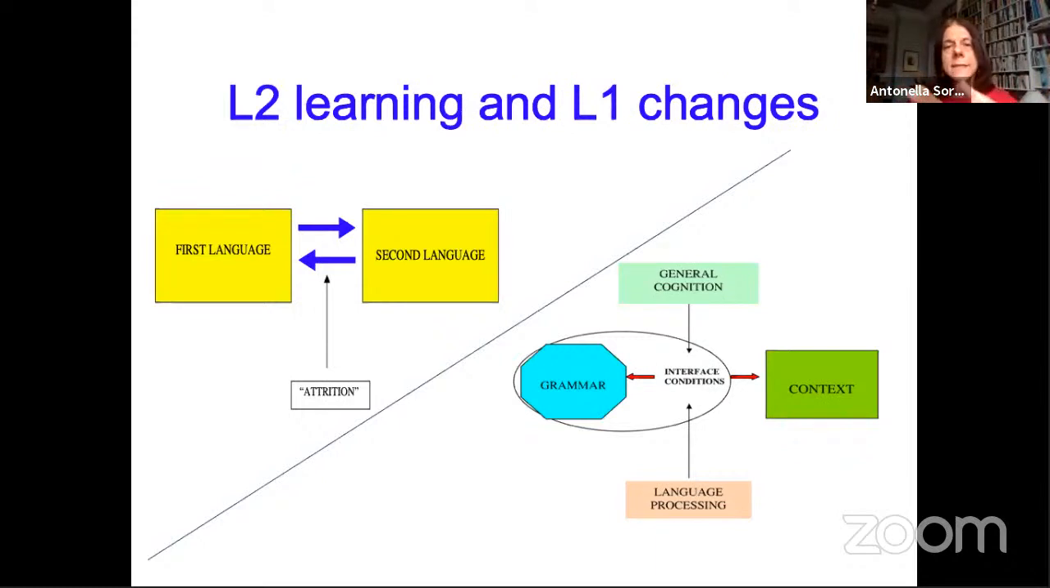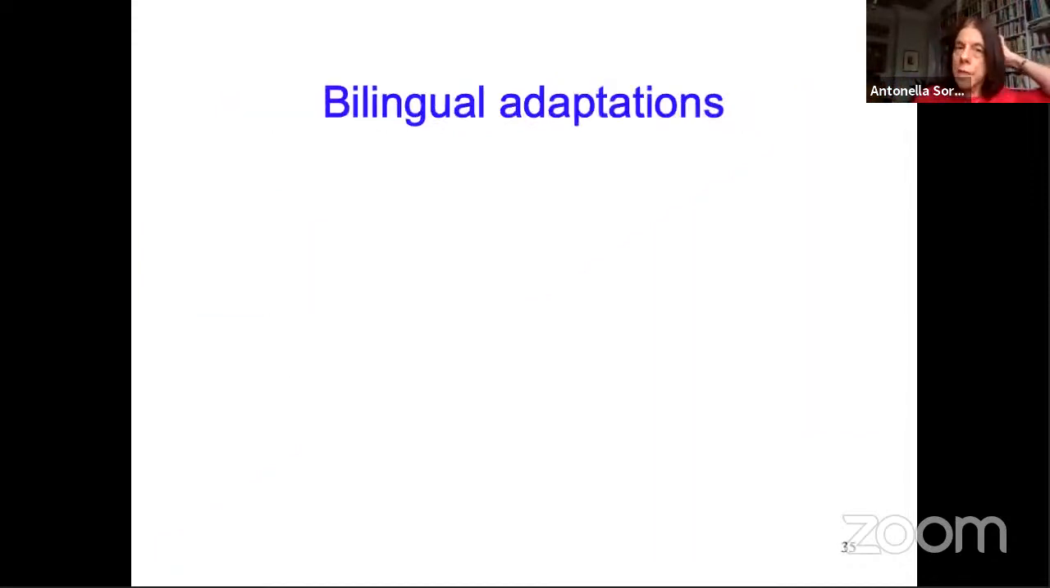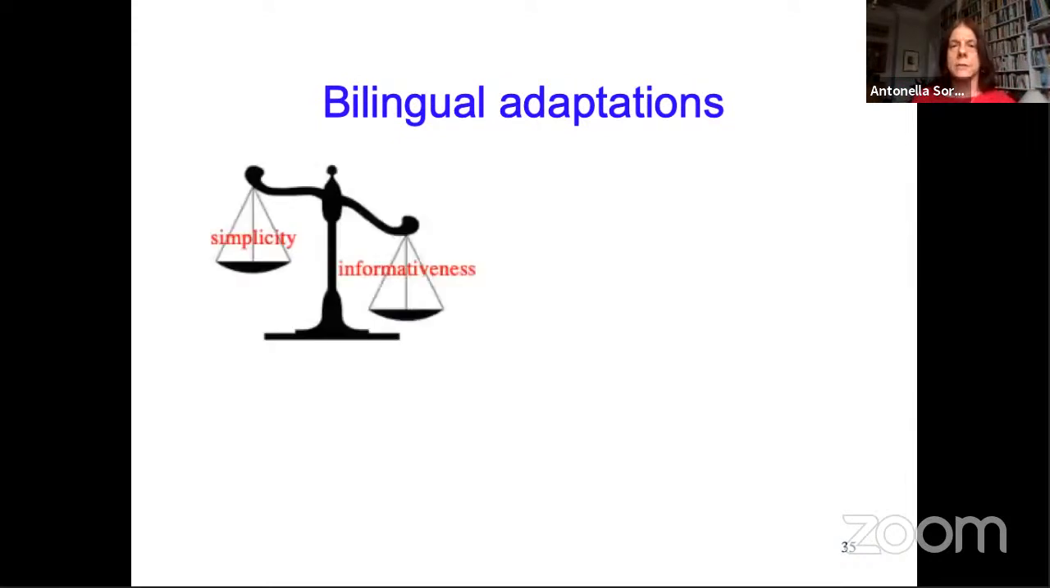It doesn't mean that one cause excludes the other. Both causes, so both a particular second language, but also general considerations having to do with connecting grammar and context, can be at play and affect each other. A very trendy way of referring to this is bilingual adaptations. So remember what we said before.